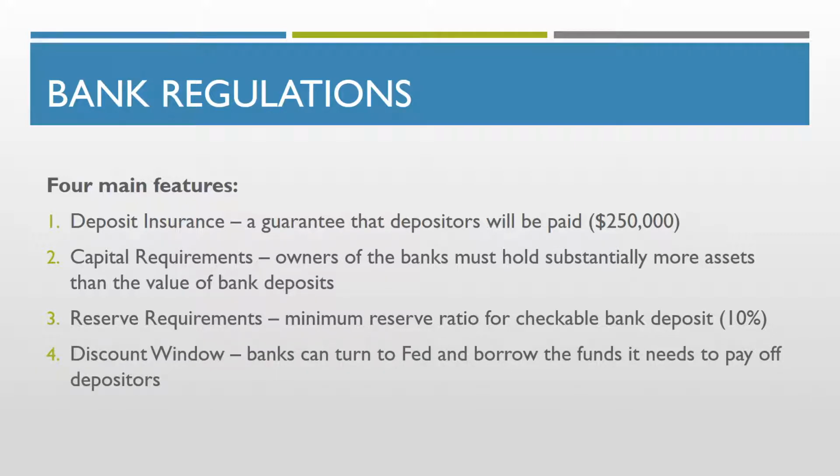And number four, it creates this discount window where the banks can turn to the Fed, which is the Federal Reserve, and borrow the funds that it needs to pay off the depositors. So basically, it's the discount loans that we just showed you. With these four main features, the bank regulation actually provides a much more stable bank environment for people to deposit their money or wealth into the bank system. It prevents the failure of the banks.